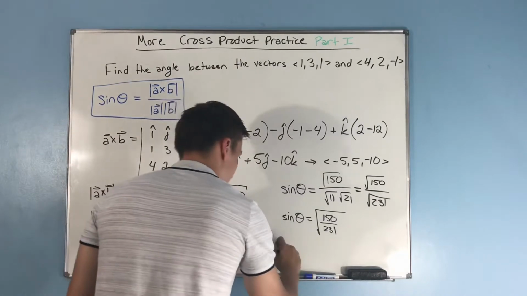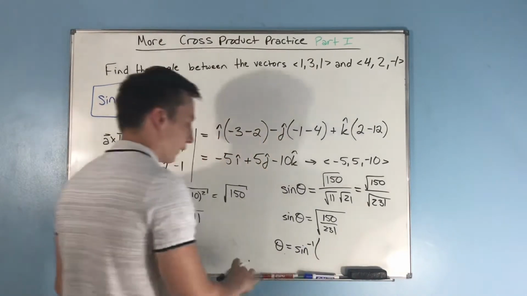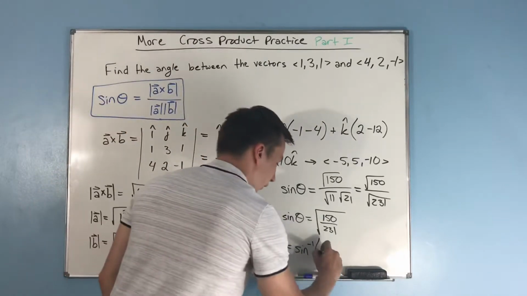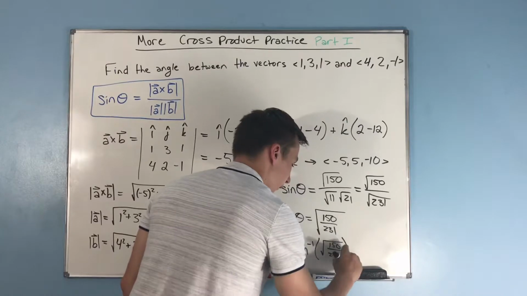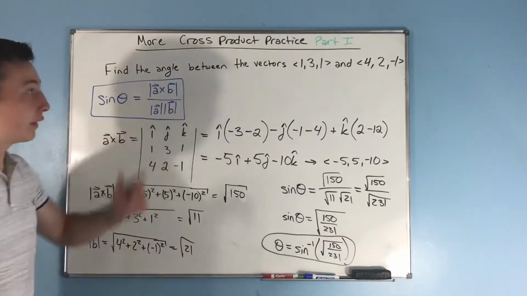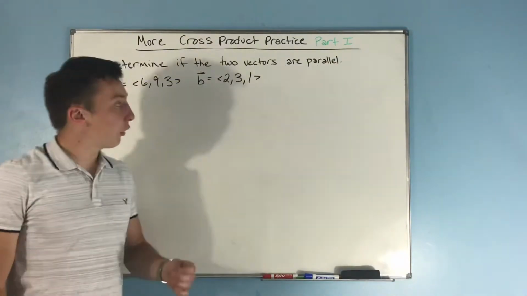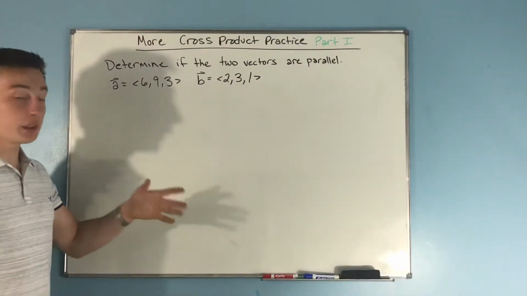We just take the inverse sine on each side. We get that theta equals the sine inverse of rad 150 over 231. And there you go. That's your angle between these two vectors. Now for our next question here, we have determine if the two vectors are parallel.